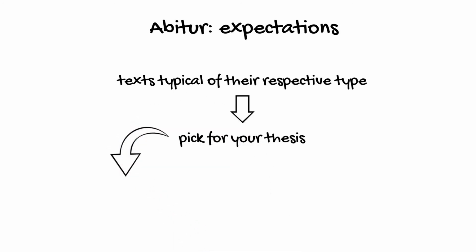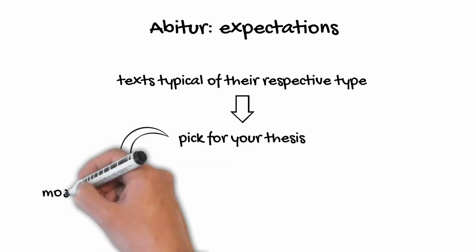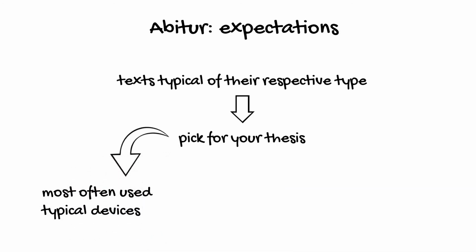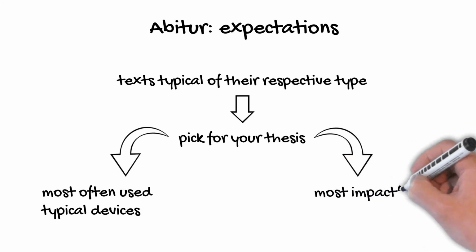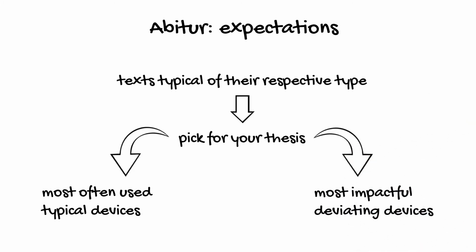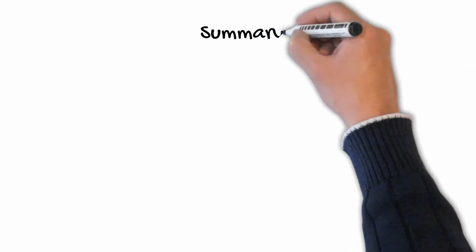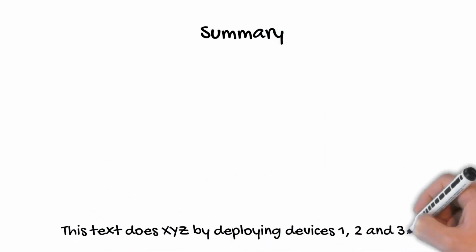It also helps you to pick the arguments you need. You should either go for the devices that are typical of this text, that is, that are used most often in this text. Alternatively, pick devices that are very impactful, that is, devices that may occur less often, but that heavily influence the audience. And there you have your thesis. This text does X by deploying devices 1, 2 and 3.